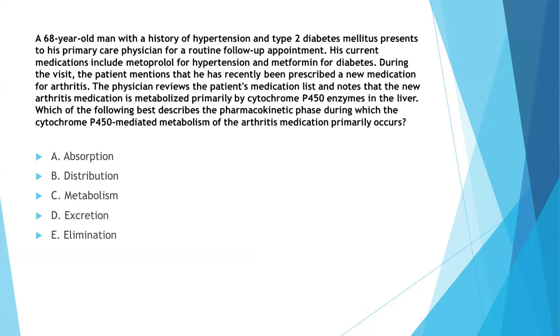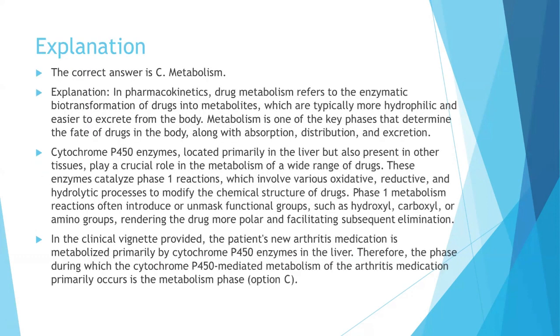Absorption, distribution, metabolism, excretion, or elimination. So yeah, elimination. Sorry, metabolism. So in pharmacokinetics, drug metabolism refers to the enzymatic biotransformation of drugs into metabolites, which are typically more hydrophilic and easier to excrete from the body. Metabolism is one of the key phases that determine the fate of drugs in the body, along with absorption, distribution, and excretion. The CYP enzymes, located primarily in the liver but also present in other tissues, play a crucial role in the metabolism of a wide range of drugs.